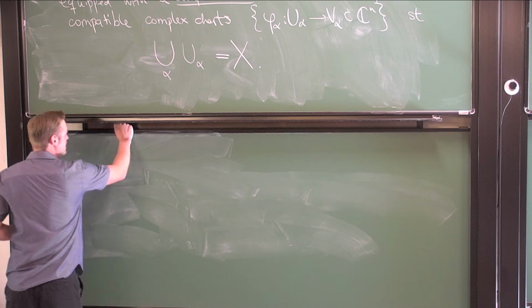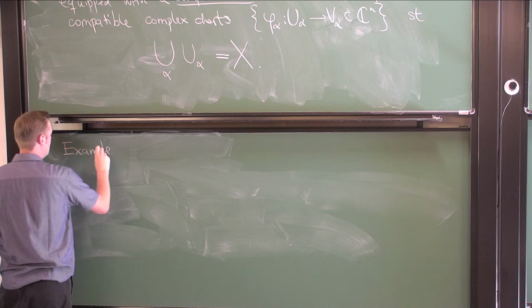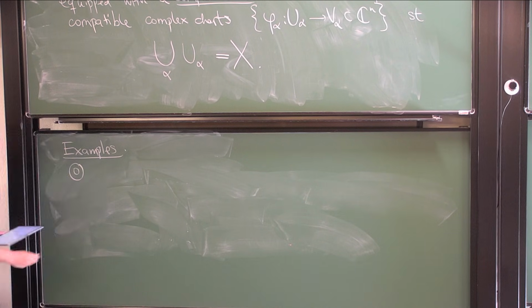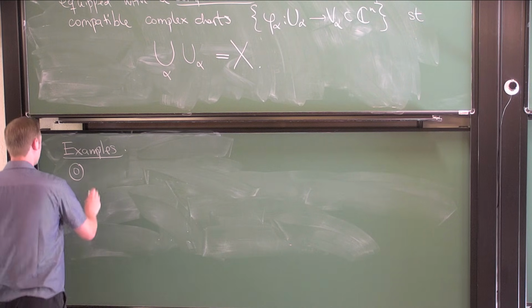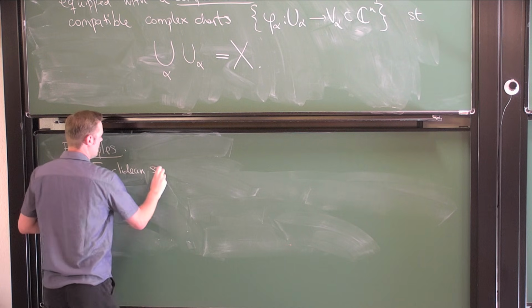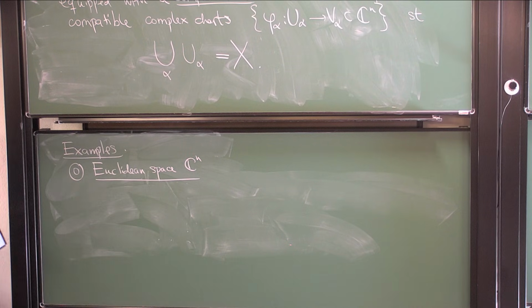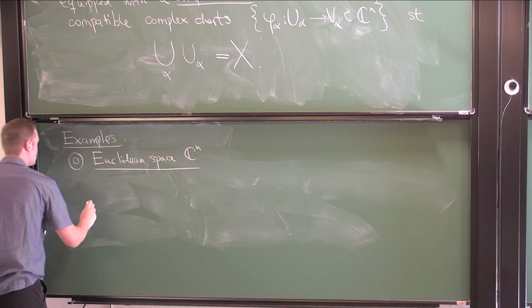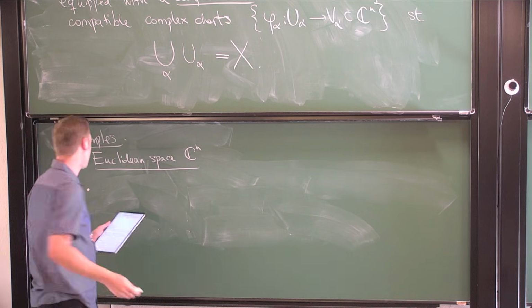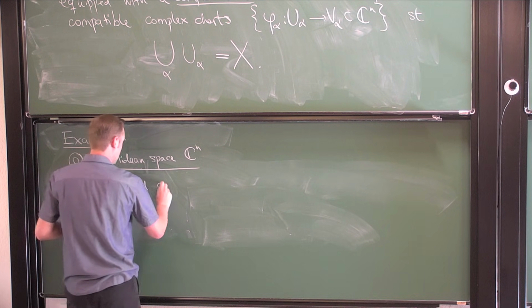So, okay, let's jump into a bunch of examples. Example number 0 is the one we've already thought about extensively, which is the Euclidean space C^n itself. That is a complex manifold. So what are the things I should say about this? First of all, it has a standard coordinate chart, which is the whole space. So standard coordinates.